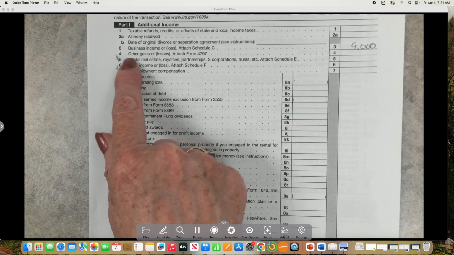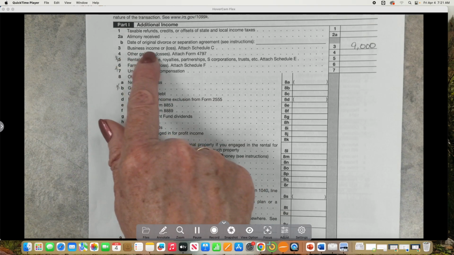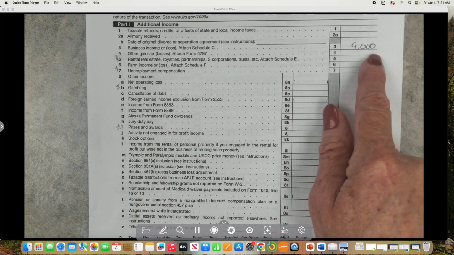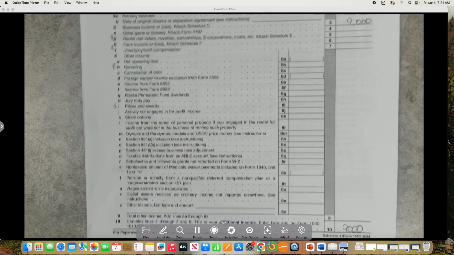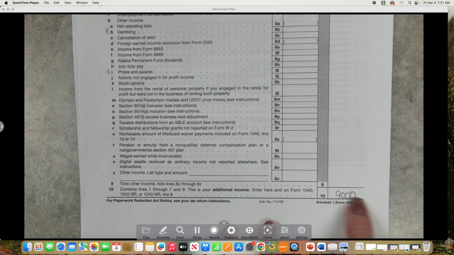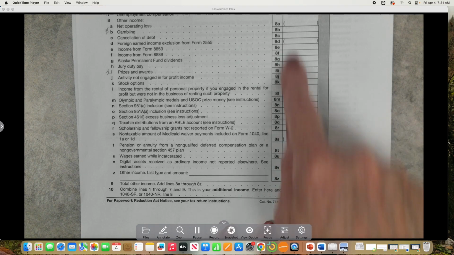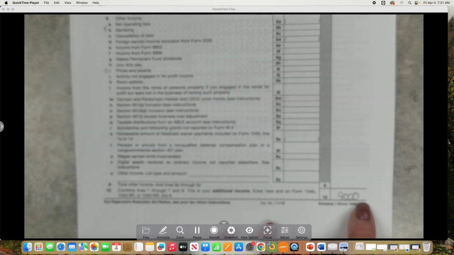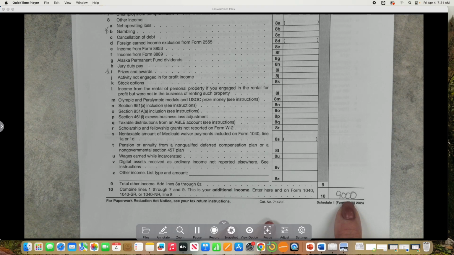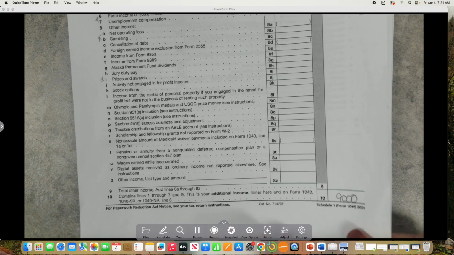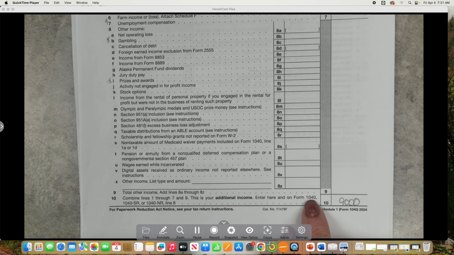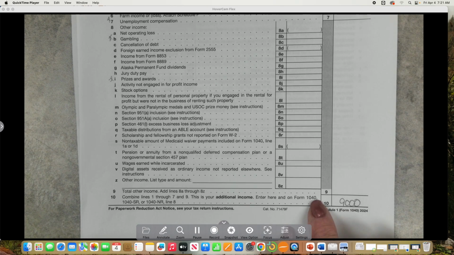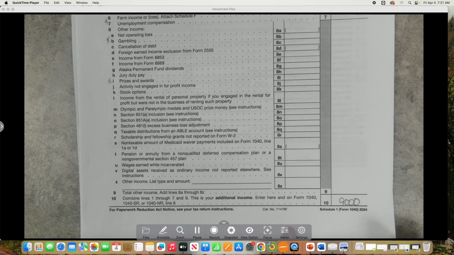We do record our income or loss from Schedule C, so that was $9,000. We're going to add all of our additions in here, which we don't have any, so that's going to give us a grand total of an additional $9,000. Okay, we are going to enter that on Form 1040, just so you know.